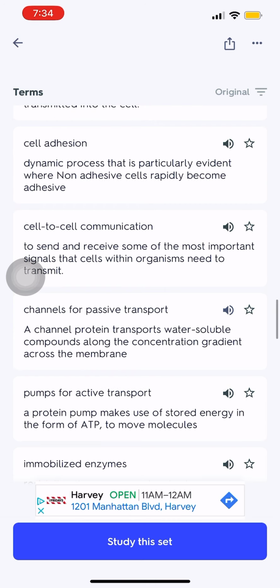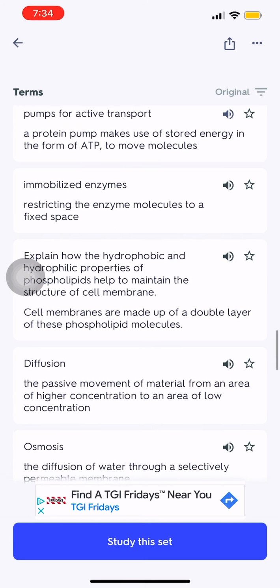Channels for passive transport. A channel protein transports water-soluble compounds along the concentration gradient across the membrane. A protein pump makes use of stored energy in the form of ATP to move molecules. Immobilized enzymes, restricting the enzyme molecules to a fixed space.